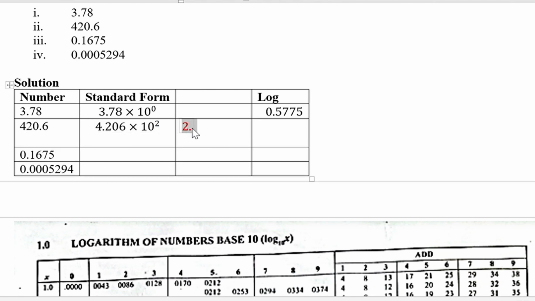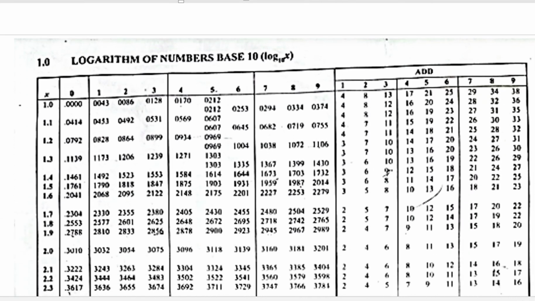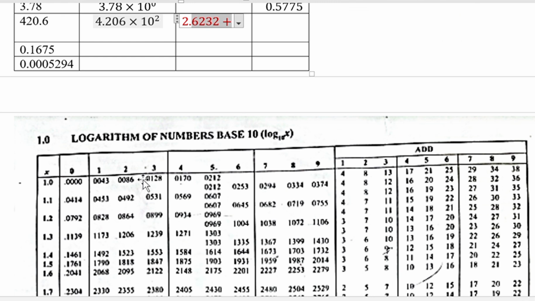Then for us to get the number right after the decimal point, in other words the mantissa, we need to get the mantissa from the logarithm table by looking for this number 4.206. So let's look for 4.2 here. 4.2 is here. Then 0 column is this one. So 4.20 gives us 0.6232. We write it up there.